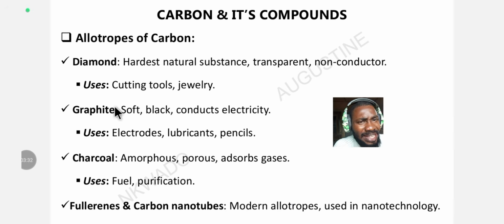Very easy. Graphite is the next. Graphite, unlike diamond that is hard and transparent, is soft like bread. It's also black. Unlike diamond that does not conduct electricity because it has no mobile electron, graphite conducts electricity.